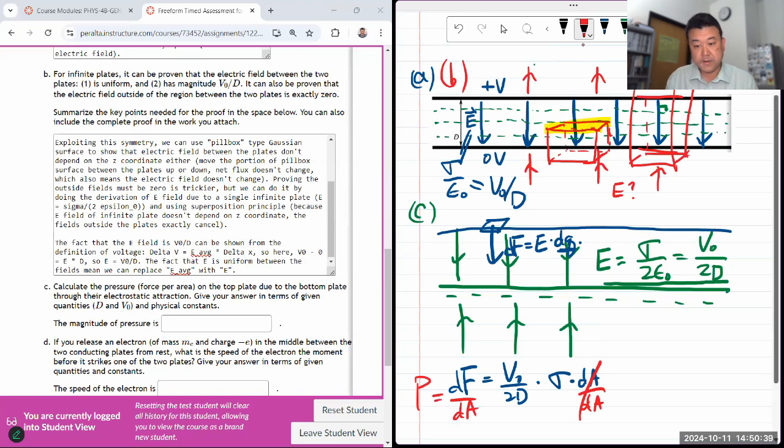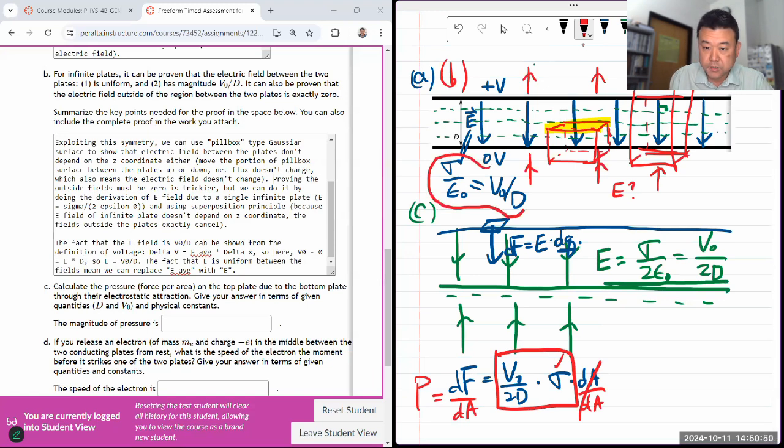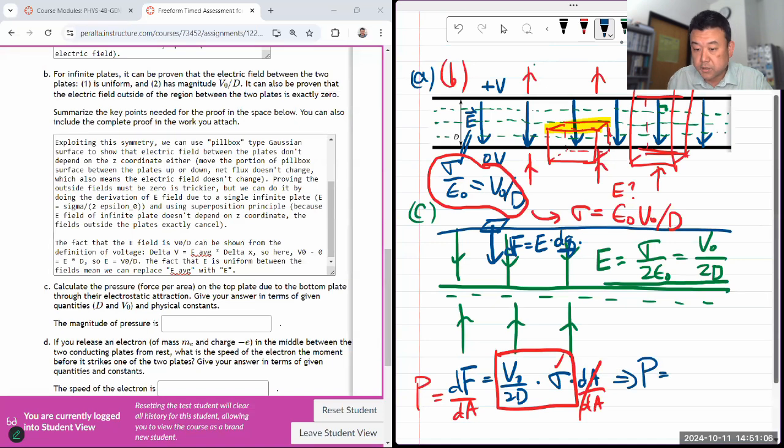So all I have remaining is making sure that expression here is in terms of the things I have. I have V naught, D, that's fine. Sigma is something that I don't have, but I can use this expression to express sigma in terms of things I know. So sigma is equal to epsilon naught V naught over D. So plugging that in, I have the pressure equal to V naught times V naught in the numerator and D times D in the denominator. So it'll be epsilon naught times V naught squared over 2D squared.